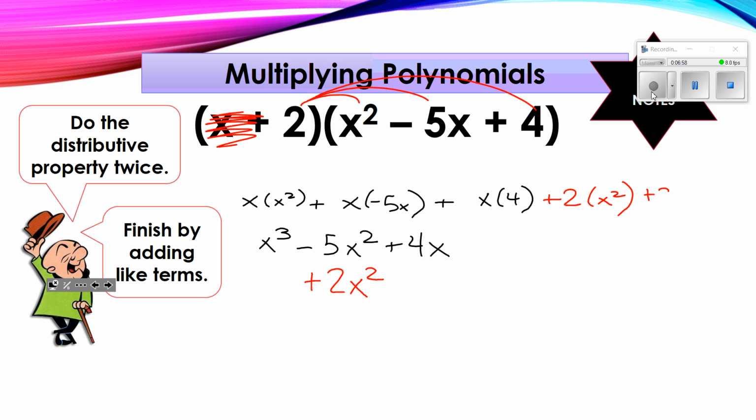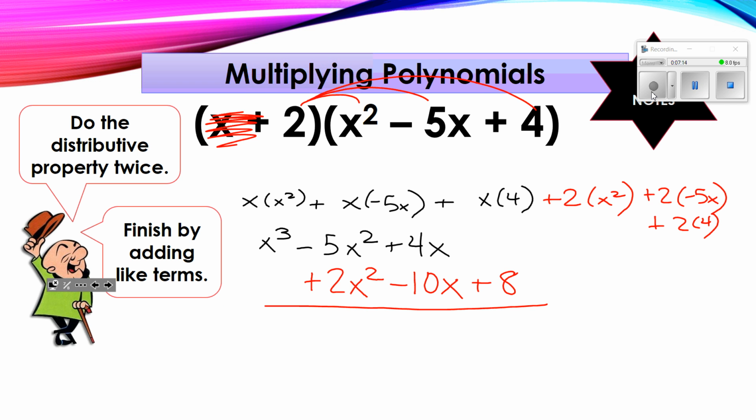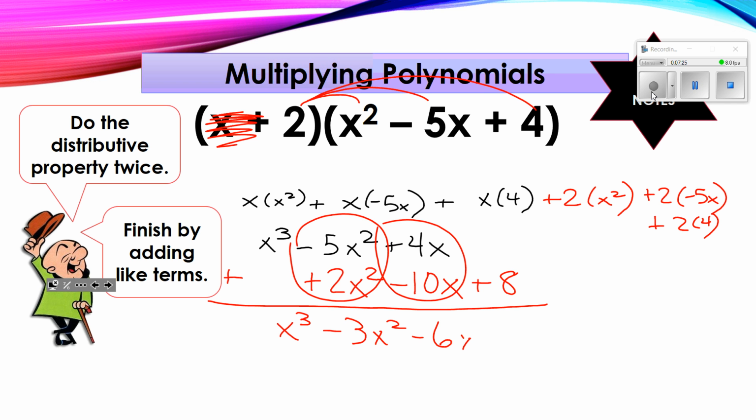Next, we have a 2 times a negative 5x, which results in a negative 10x, and I'm going to put that right here under this x term from the previous distributive property. And then at the very end, we have 2 times 4, which is 8. And it's going to go over here. As I do this, you'll notice, since we have to combine our like terms, they're already lined up really nicely for me. So my final answer would be x cubed minus 3x squared minus 6x plus 8. So that is one way that you can do a binomial times a trinomial.